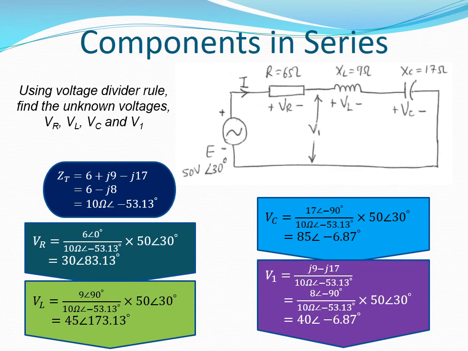V1 appears across two elements that are connected in series. Therefore, the impedance across the elements in question is the sum of the two impedances, which is j9 minus j17. We substitute into the formula for voltage divider rule to obtain the voltage V1, and we obtain it as 40 volts at minus 6.87 degrees.